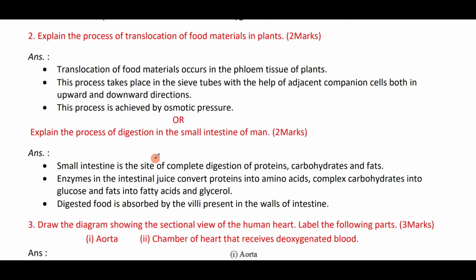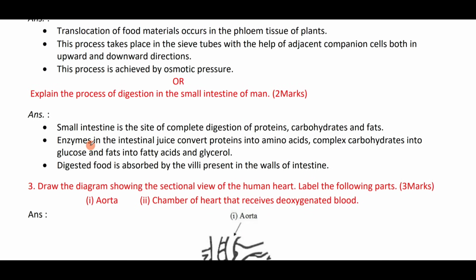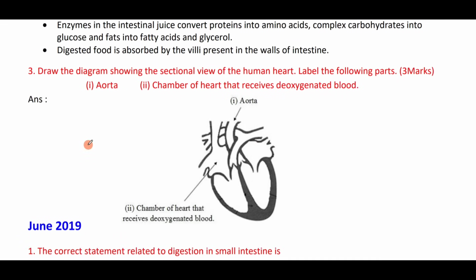Next, explain the process of digestion in small intestine. We know that the small intestine is the site of complete digestion of proteins, carbohydrates, and fats. The enzymes present in the intestinal juice convert proteins into amino acids, complex carbohydrates into glucose, and fats into fatty acids and glycerol. The digested food is absorbed by villi present in the walls of the intestine and transported to other parts of the body through blood.